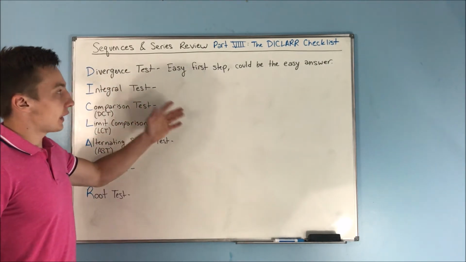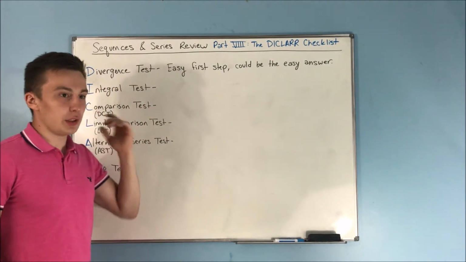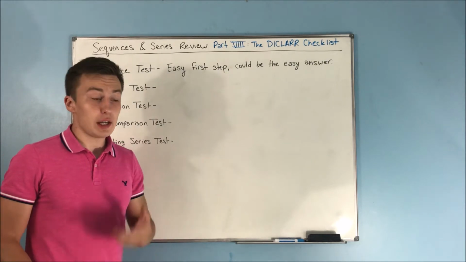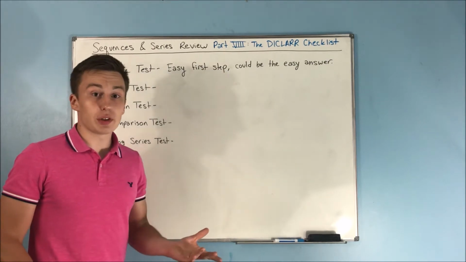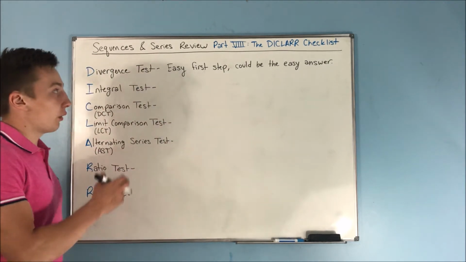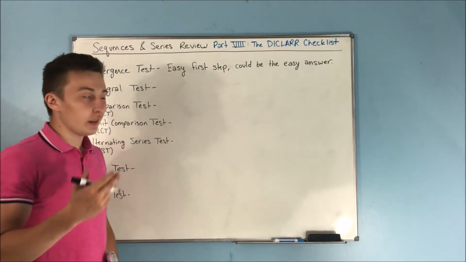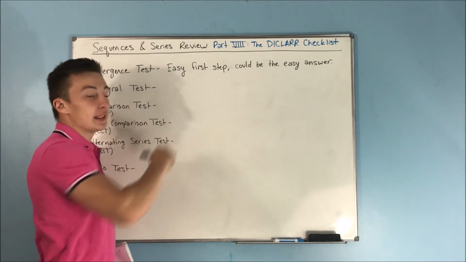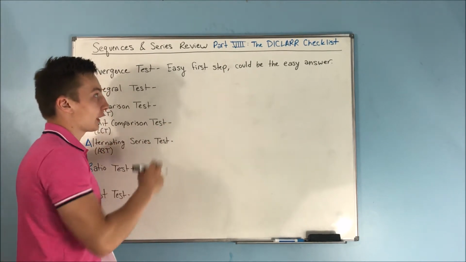The divergence test, really, you're just taking a limit as n approaches infinity. If it doesn't equal 0, you already know it's divergent. This should be the first thing that you try to do. If you don't try it first, you might be missing out on the easy answer, and that's why I wrote that down.